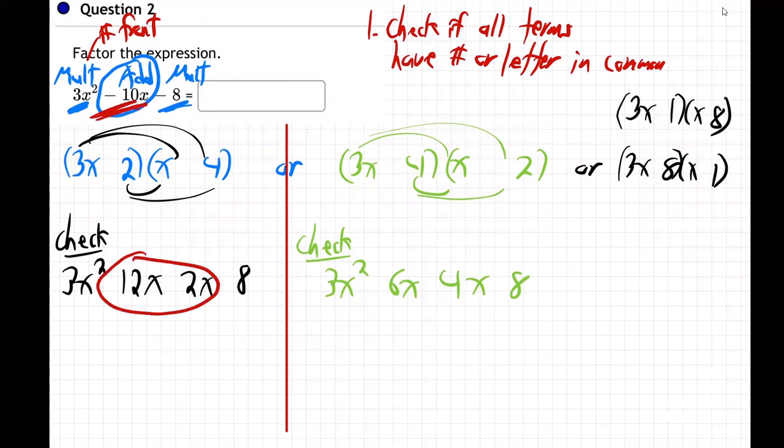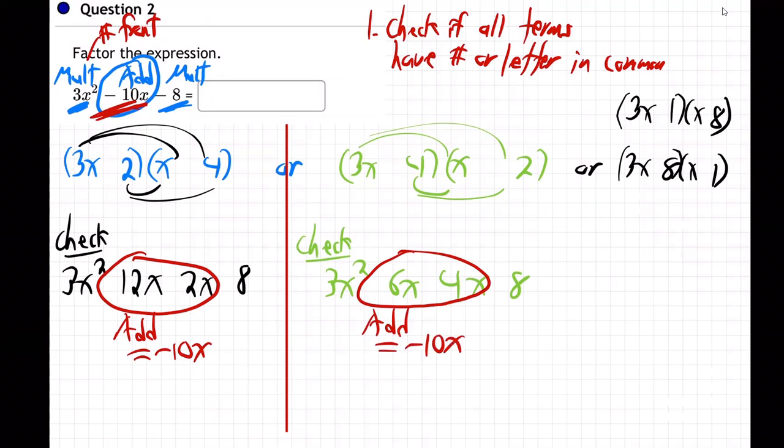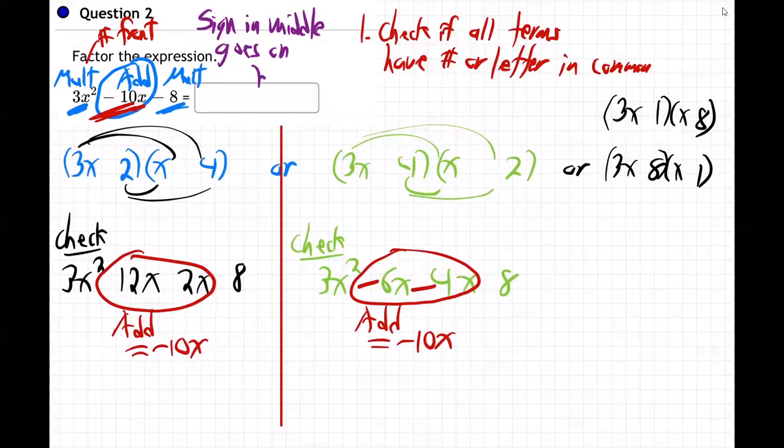So can these two add to equal negative 10x? Can these two add to equal negative 10x? Well, actually, they both can in different ways. Right here, negative 6 and negative 4, that works. And you think, but how about here? Here, remember, let me write the rule that's helpful. The sign in the middle goes on the bigger number. What do you mean middle? There's a plus sign here, right?